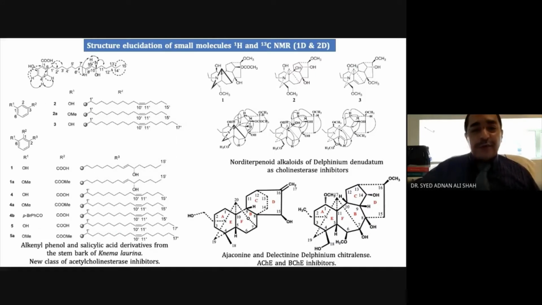So these are a few structures. I will not go into the detail. A few of the structures we have isolated from different parts of the plants, and we elucidated these structures with the help of nuclear magnetic resonance spectroscopy. So this instrument can help to elucidate the structure of small compounds, micromolecules, as well as macromolecules.